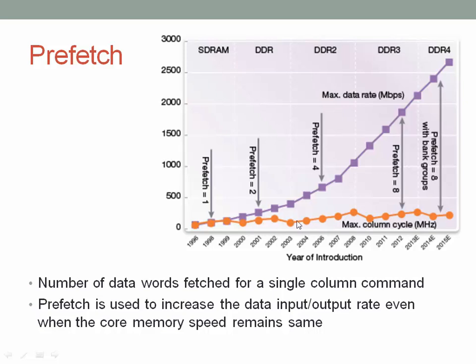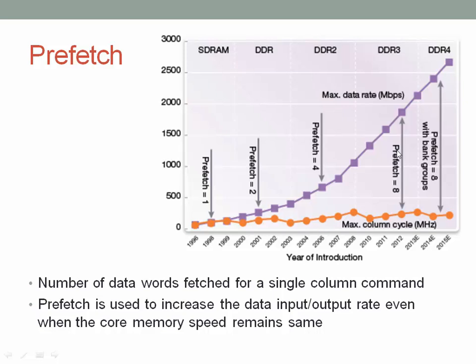This is a graph. The orange graph here shows the internal core memory clock compared across the different DDR generations. We can see that it doesn't change much, but the purple graph here shows that the total transfer rate from the memory is increasing. But how is that possible? I mean, ideally it has to be the same, right? But that is where the prefetch comes in.